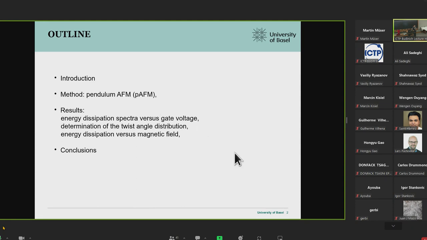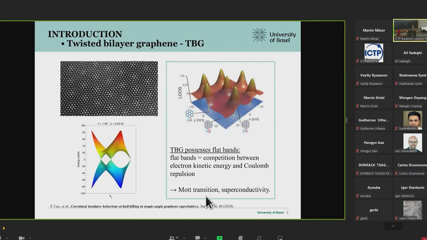I will tell a bit about the determination of the twist angle distribution, and then I will show some results that we, maybe, we're working on it, energy dissipation on how correlated insulating phases of twisted bilayer graphene respond to magnetic field. I will finish with a conclusion.